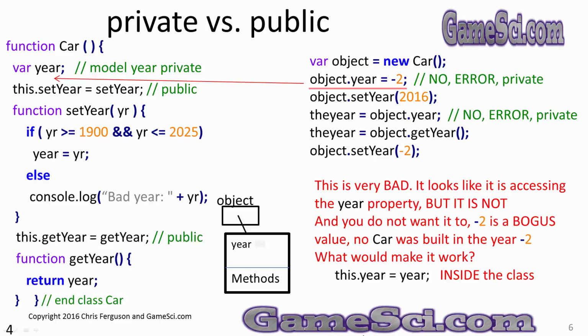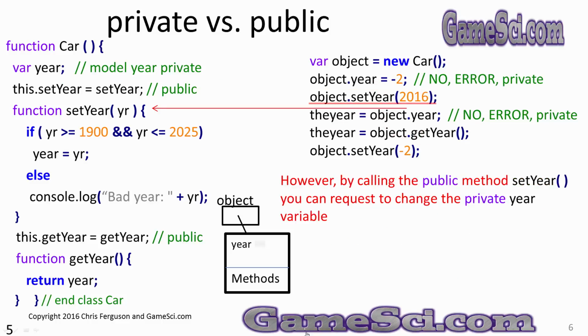What would make this line of code work? How could I execute object.year and assign it a new value? If I did a this.year equals year inside the class, this line of code inside the class, somewhere here, like between these two functions, would allow others in.